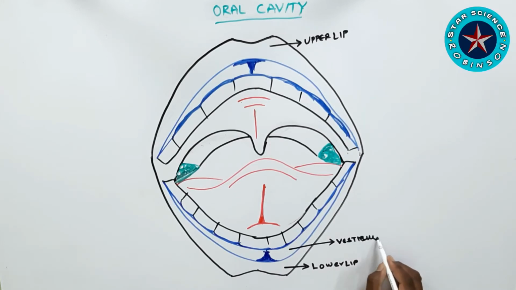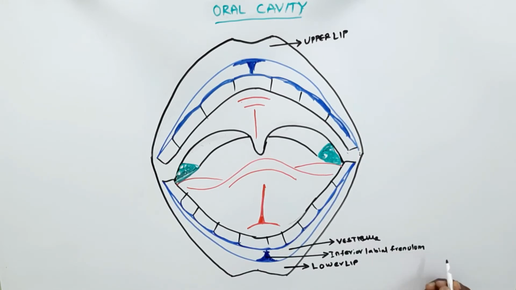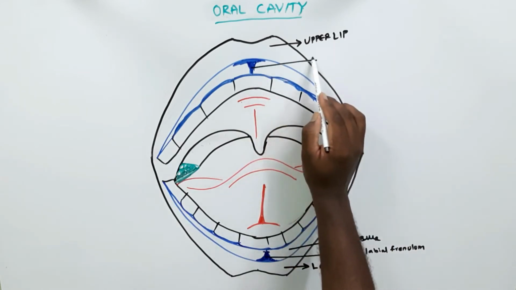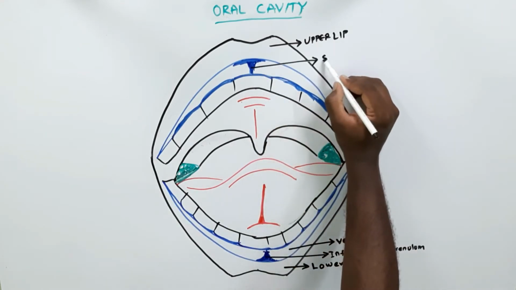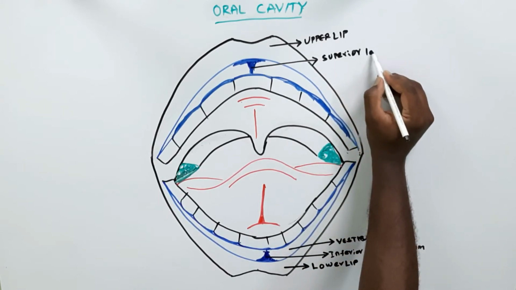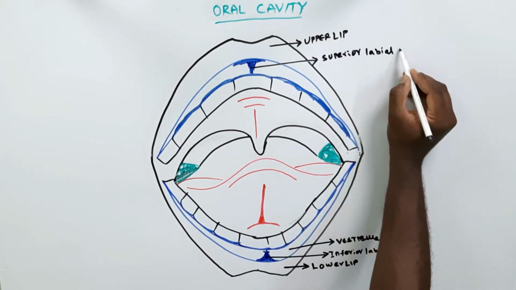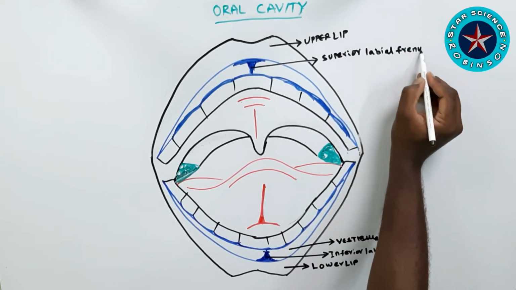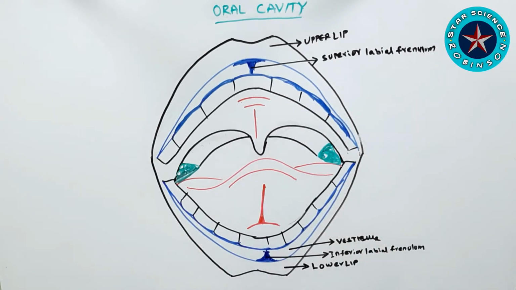Next we move on to the next part. This is called the inferior labial frenulum. Between the gingiva and the inner lip, it is present in the center as a fold. And next, the upper portion is called the superior labial frenulum. It is present in the vestibule of the upper part and the inferior part of our oral cavity. So they are the superior and inferior labial frenulum.